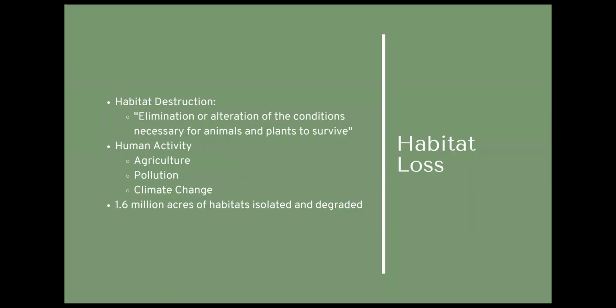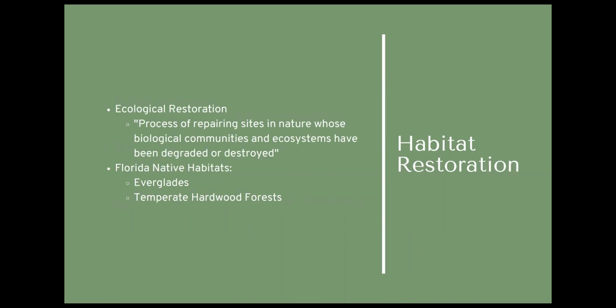Defined by National Geographic, habitat destruction is the elimination or alteration of the conditions necessary for animals and plants to survive. Primarily caused by human activity, habitat loss is caused by agricultural practices, pollution, climate change, and much more. It is reported by the Florida Fish and Wildlife Conservation Commission that more than 1.6 million acres of woodland and wetland habitats will become isolated and degraded, leading to a loss of many important species. How can we aid these ecosystems?